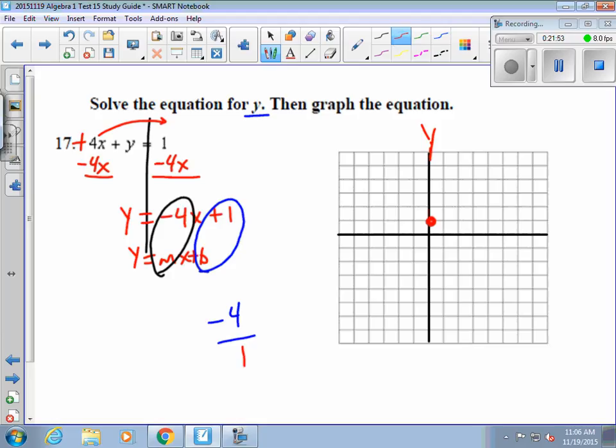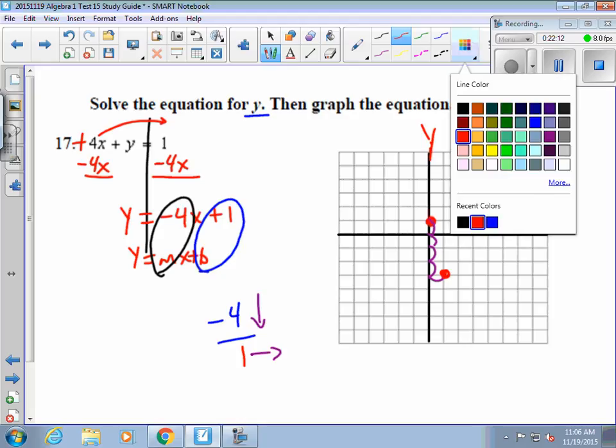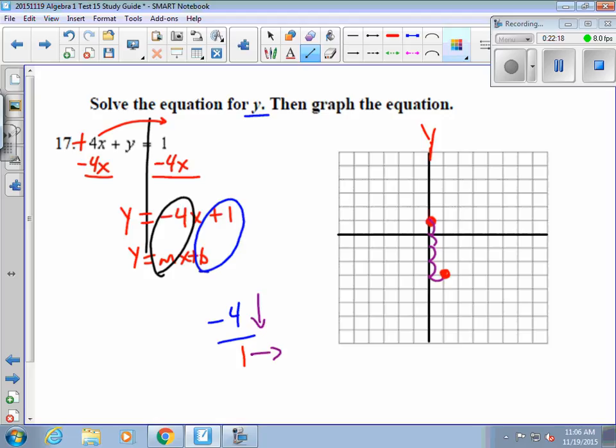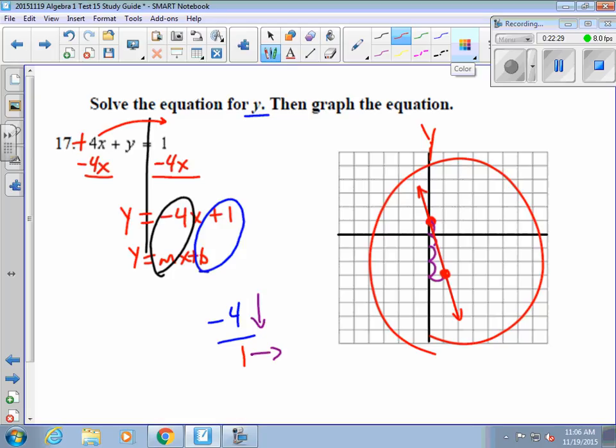Now it's a fraction because it's rise over run. Negative 4 means either go up or down. Negative means to go down 4 times. So from the point we started at, down 1, down 2, 3, and 4. And 1 on the bottom tells us to go to the right 1 time. That is where our second point needs to go. Therefore, our line, when we draw it through those 2 points, will look like this. I like to do straight lines that way. Y equals negative 4x plus 1.